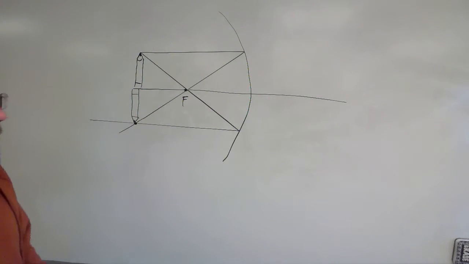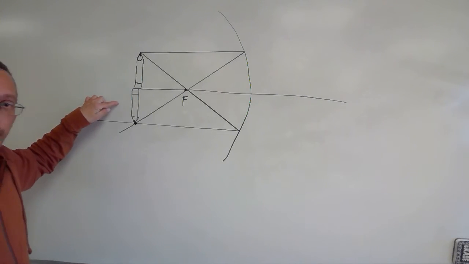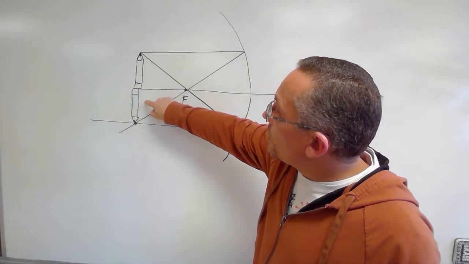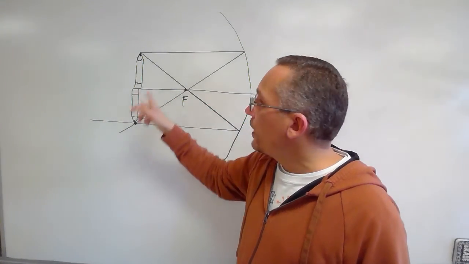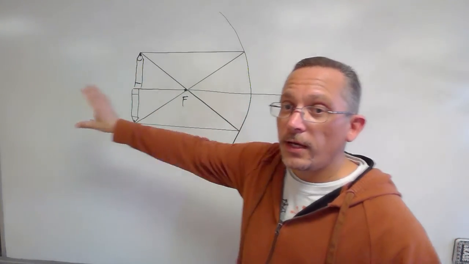Okay. Now, you'll notice a couple of things. One, it's upside down, right? This one is upside down. It's also about the same distance from the mirror as the object was, right? It might end up much closer. It might end up further away.